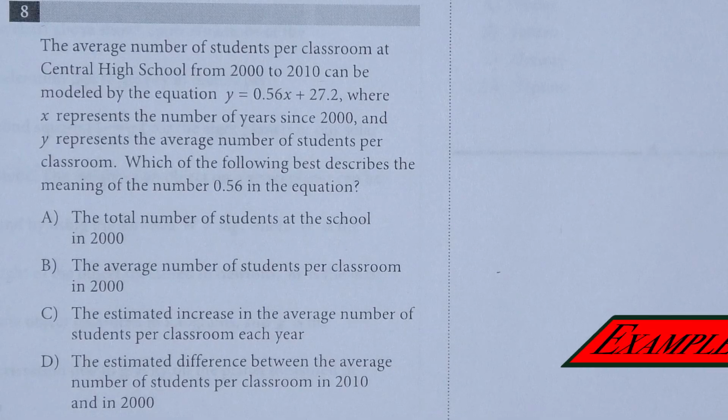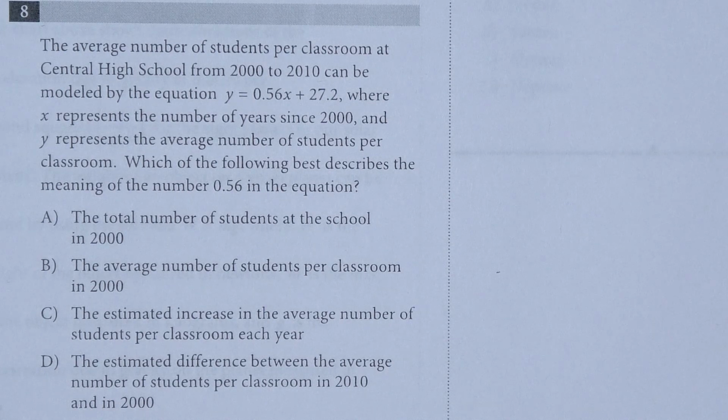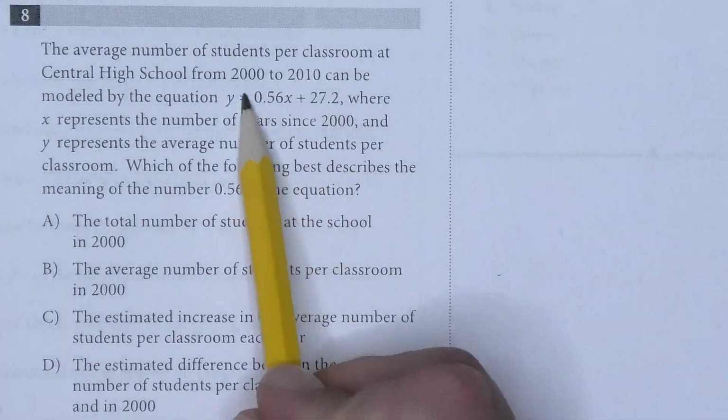The average number of students per classroom at Central High School from 2000 to 2010 can be modeled with the expression y is equal to 0.56x plus 27.2, where x represents the number of years since 2000 and y represents the average number of students per classroom. Which of the following best describes the meaning of the 0.56 in the equation?